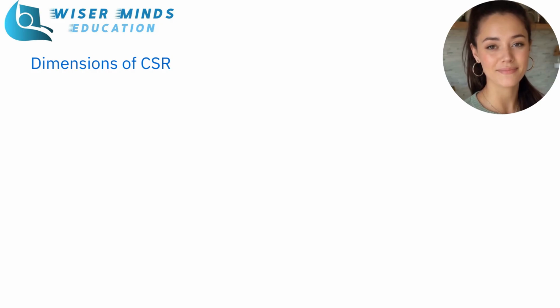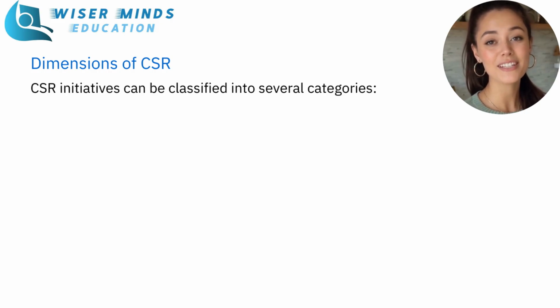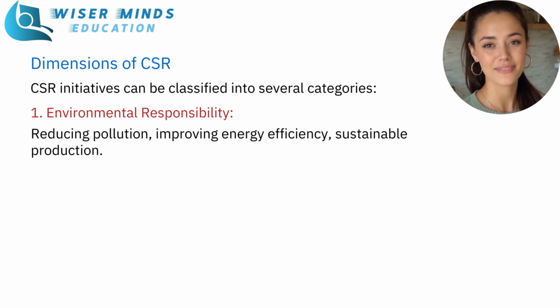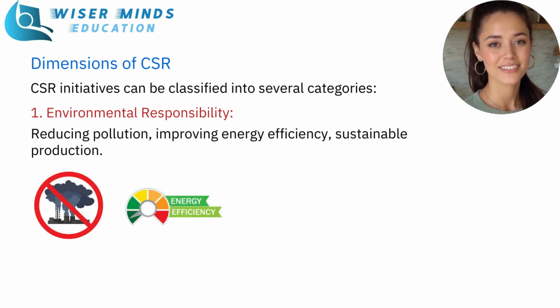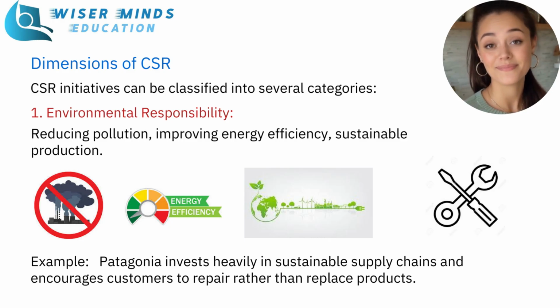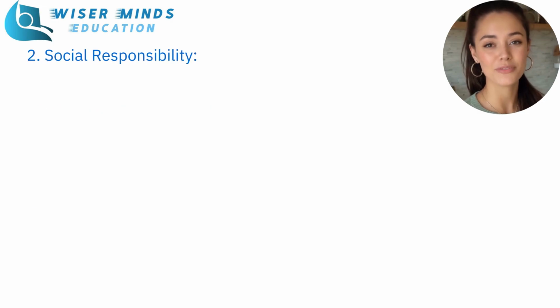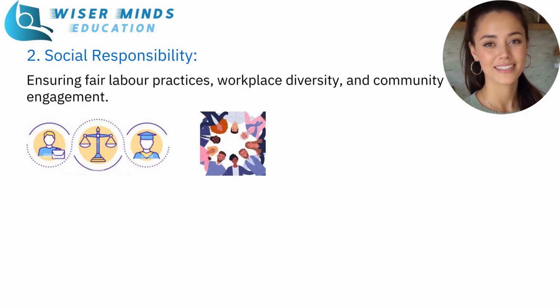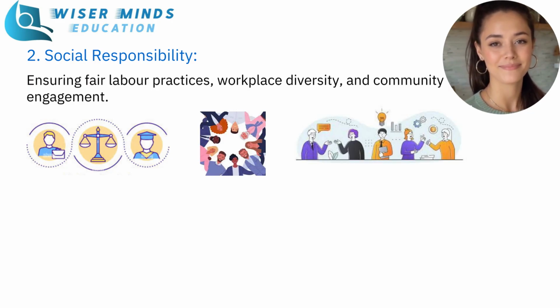Dimensions of CSR. CSR initiatives can be classified into several categories. 1. Environmental responsibility. Reducing pollution, improving energy efficiency, sustainable production. Example: Patagonia invests heavily in sustainable supply chains and encourages customers to repair rather than replace products.